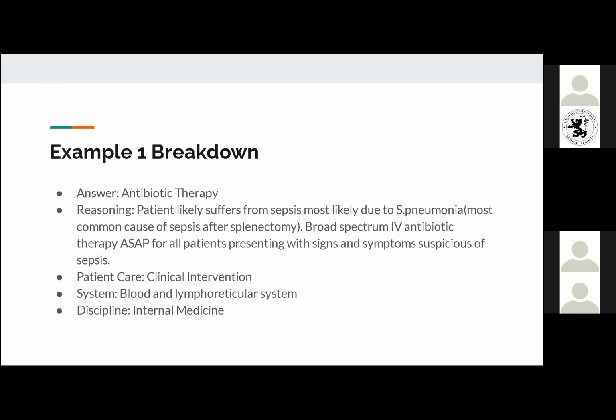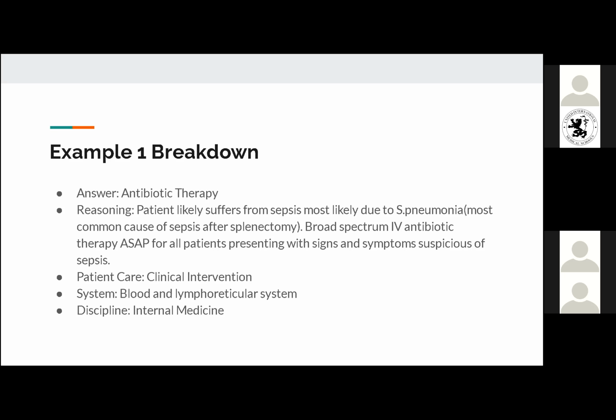You need to immediately start broad spectrum IV antibiotic therapy. And this is something that you learn when you're studying Step 2 CK, or when you're studying clinical medicine in general. Someone with a splenectomy, the most common cause of sepsis in these patients is Streptococcus pneumoniae, which some of you may already know from basic sciences. The spleen is very important for clearing encapsulated organisms like Streptococcus pneumoniae.